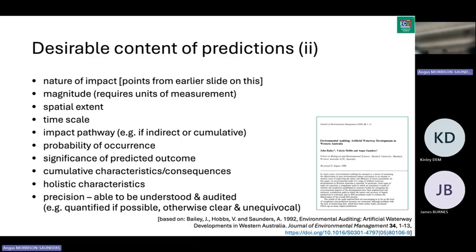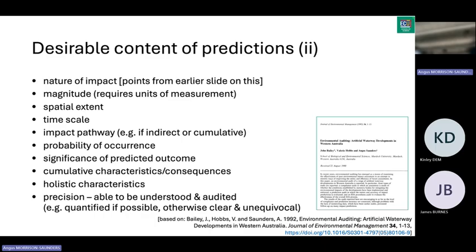What's the magnitude of this impact? What's the spatial extent of this impact? What's the timescale? What's the impact pathway? Is this going to happen for sure, or is it just a maybe? What's the probability this impact is going to occur? Is it a sure thing the frogs will die, or is there an uncertainty there?